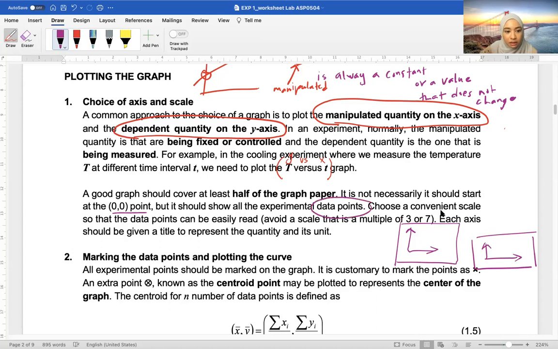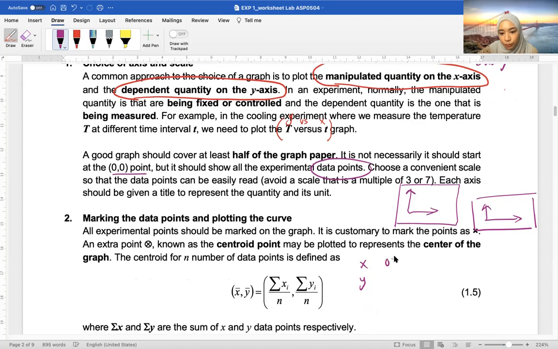Choose a convenient scale so that the data points can be easily read. For example, I have my x data and my y data. My x data is 0.16, 0.17, 0.18. And my y, which is the outcome I'm getting from the equation, is 0.0006, 0.00069, 0.00071. So in this case, if I want to put it inside this graph, I can, but it becomes difficult.